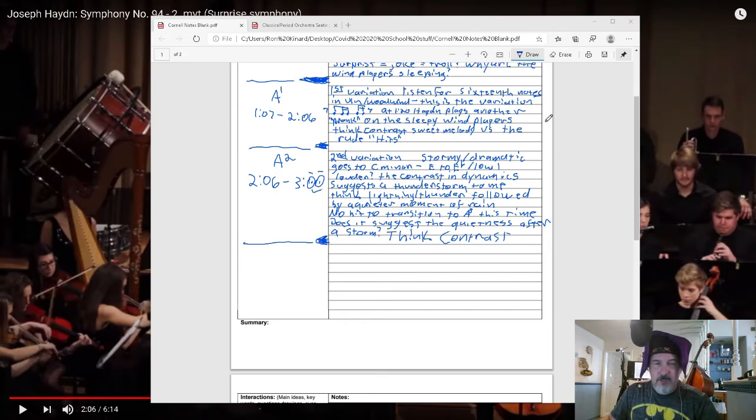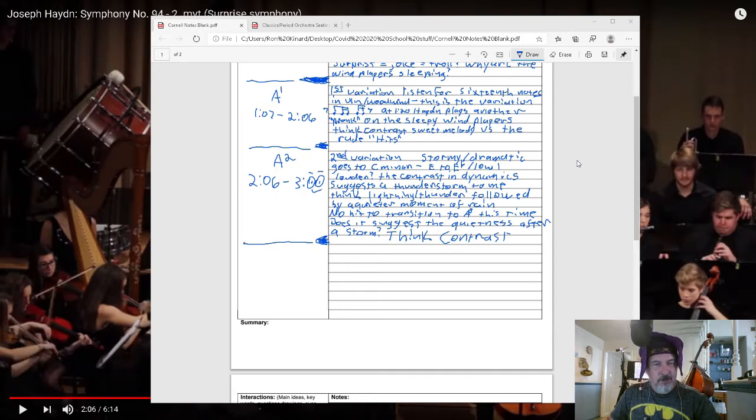Okay, so we have C minor, which is a sadder sound. I want you to think about contrast. So is this variation going to be louder? Is it going to be softer? What we're looking at is the contrast. So to me, it suggests a thunderstorm. So the contrast is like, boom, we have a big thunderclap, and then suddenly it's quiet, and all we hear is a little bit of rain, and then boom, lightning and a big thunderclap, and then it gets quiet, and we hear the rain again.